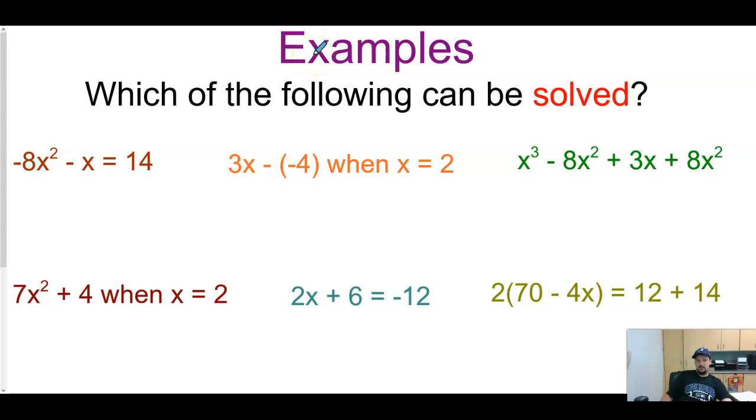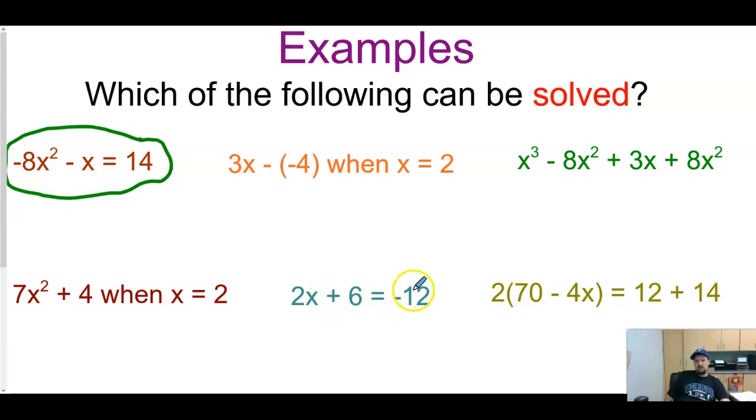Which of the following can be solved? Solved means we're going to isolate the x, or we're going to look for an equation. Right here, here's an equation, or in other words, we have an equal sign. So negative 8x squared minus x equals 14. We can isolate the x and solve. Let's see this. Nope, that's not one. Here, that can't be solved. Here, when x equals 2, that's not going to be solved.